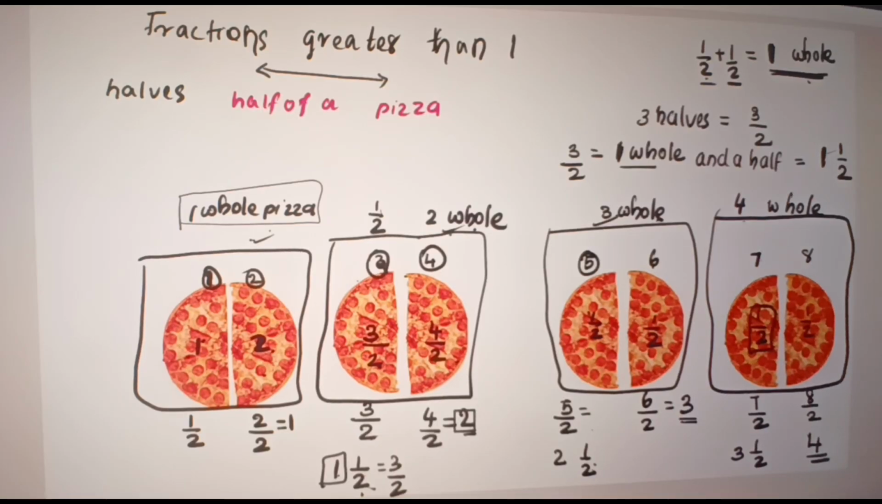And 7 halves, 7 over 2, make 3 wholes and a half. 8 halves make 4 wholes.